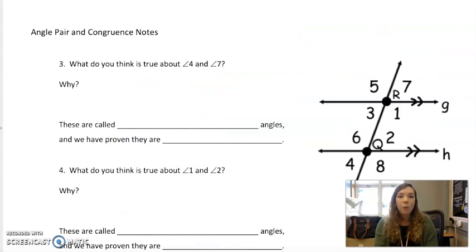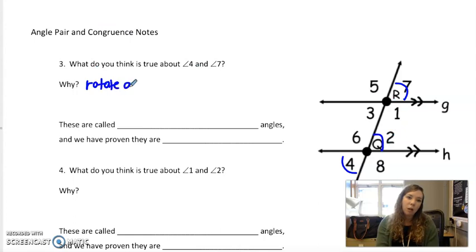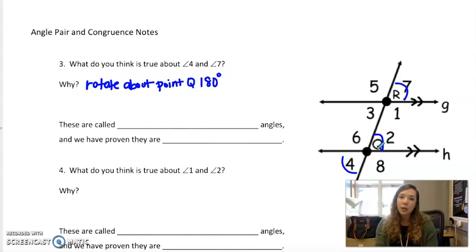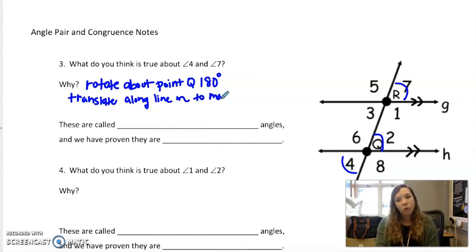All right, next page. What do you think is true about 4 and 7? So in a similar fashion, I could rotate line H 180 degrees about point Q and land on 2. So let's say rotate about point Q 180 degrees. And then again, we could translate to match up 2 and 7. Translate along line M, try to be as specific as possible, to match angle 2 and angle 7. So these are called, if I get rid of my middleman here of angle 2, these are called alternate exterior angles because they're on the outside.